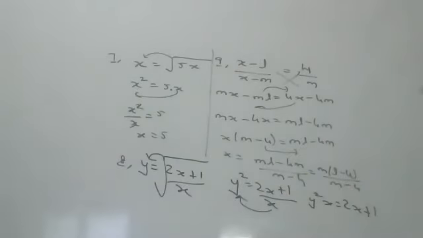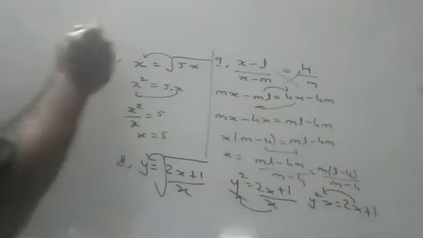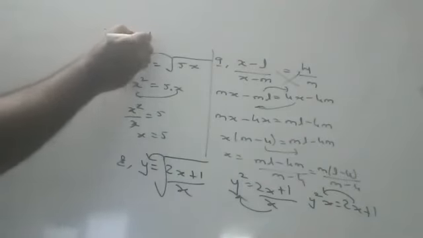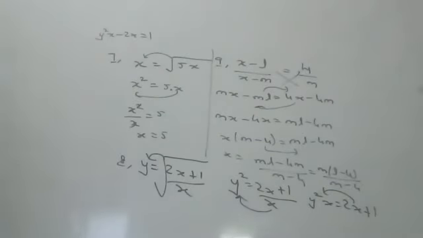Now what you should do? All x onto one side. When I bring this x here, what will it become? I'm writing here, children: y square x - 2x is equal to 1. Now take x as common. When you take x as common, what happens here?